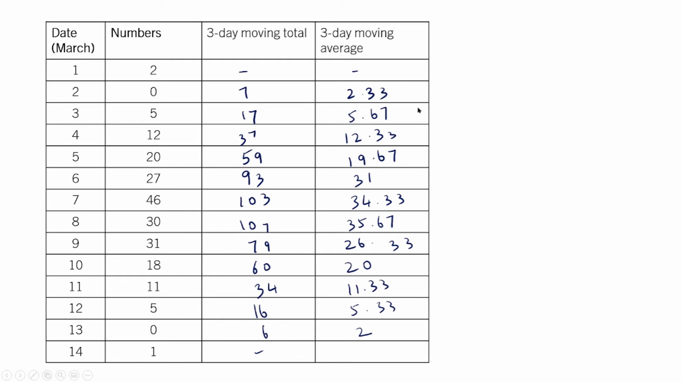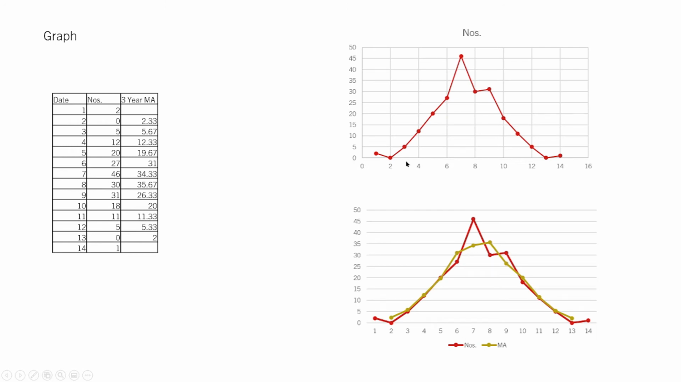So these are the 3-day moving average. Now let us plot the given data and the 3-day moving average on a graph. So if we plot the given data on the graph, we have a graph like this. So here we have the date and here we have the number of cases diagnosed.